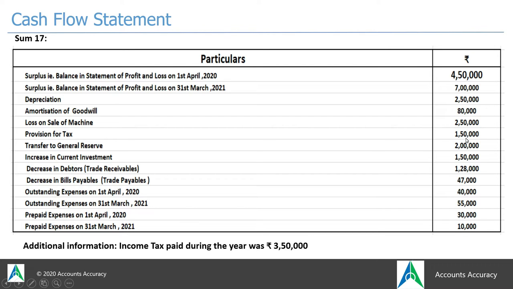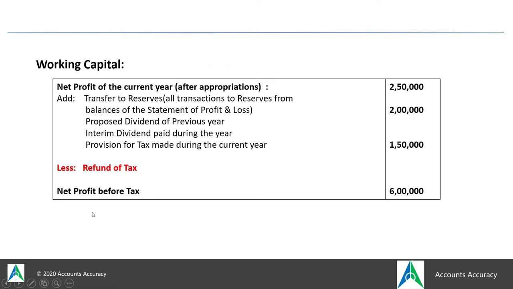So these two items are the only ones required to be added to the surplus value, that is the profit for the current year, in order to get net profit before tax. As we are going to add three amounts, 2,50,000, 2 lakh and 1,50,000, we will get 6 lakh. So in the first step we have just added the reserve as well as provision for tax to the surplus value of 2,50,000, and now our net profit is 6 lakh.